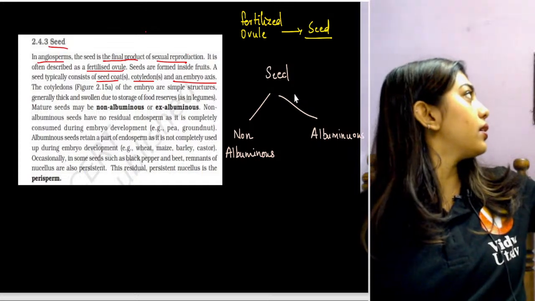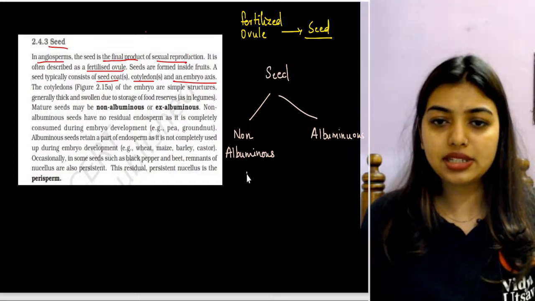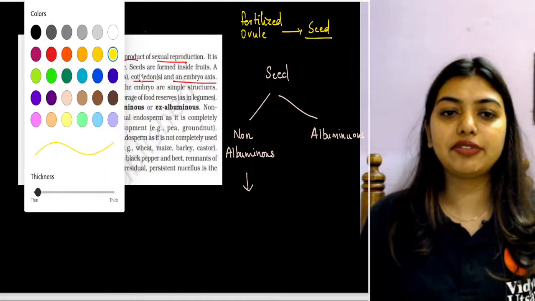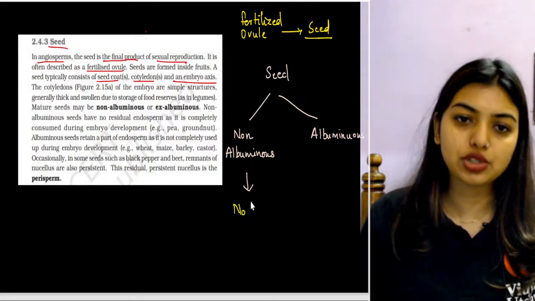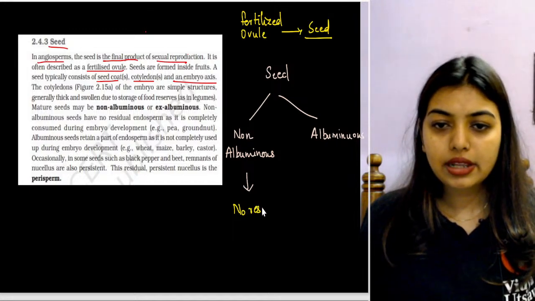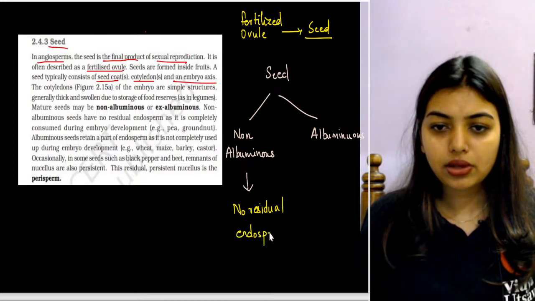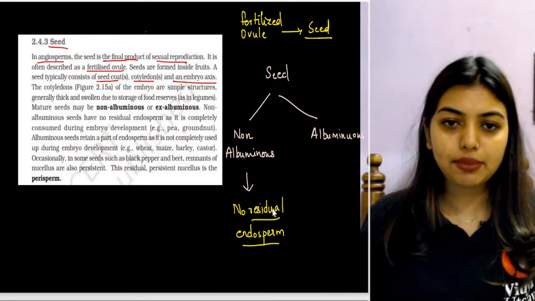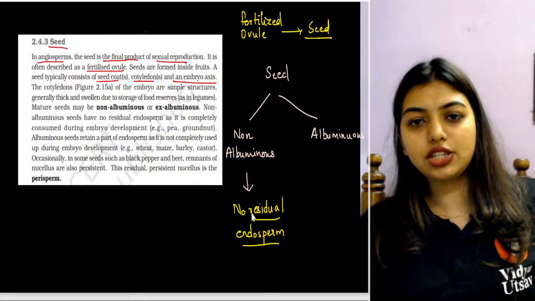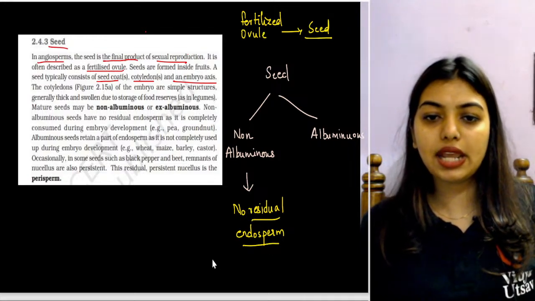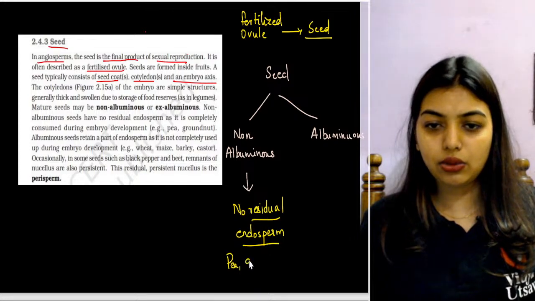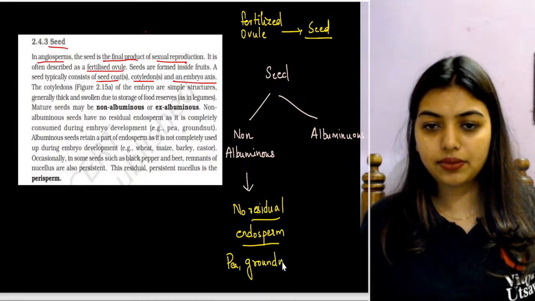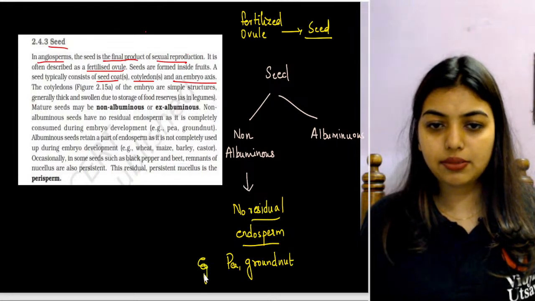So here, non-albuminous seeds means they have no endosperm left. That means the embryo has consumed all the endosperm. So they have no residual endosperm. That means they do not have any more endosperm. All the endosperm has been used up by the growing embryo, and it is completely consumed during embryo development. Example, you can remember pea plant, groundnut.